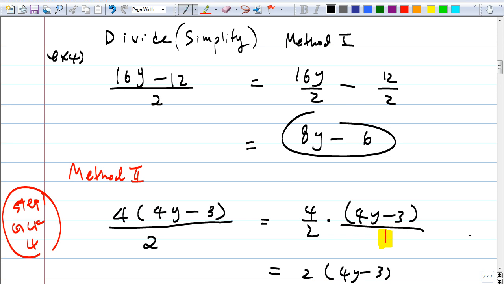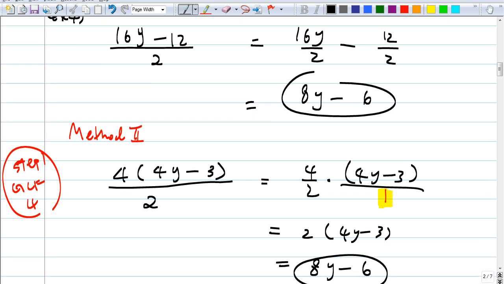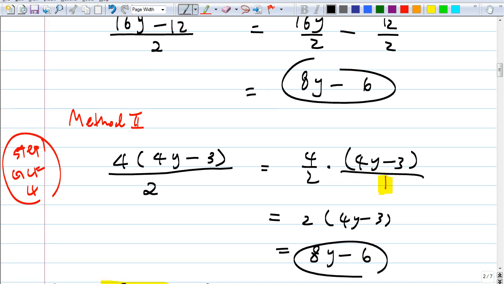Why? Because all you have to do now is what, guys? Distribute 2 to 4y minus 3. What is 2 times 4y? 8y. Minus 2 times 3, which is 6. We get the same exact answer. So, we could use factoring out a monomial from the polynomial to do the same exact problem.